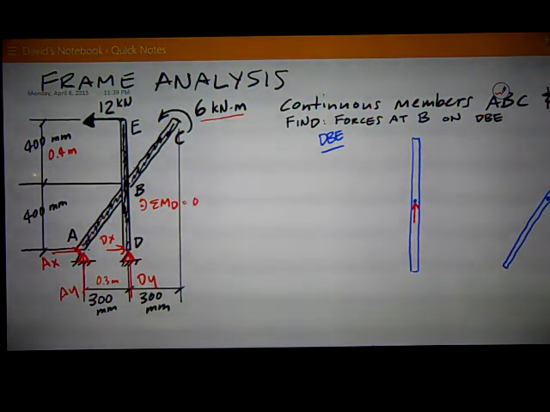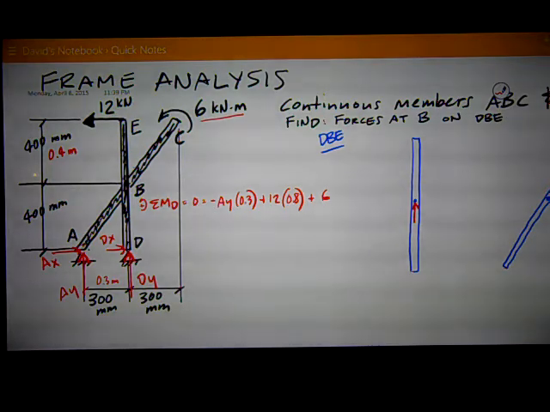Counterclockwise is positive. That's equal to 0. So I've got negative for its direction of AY. It's trying to rotate clockwise, so it's negative AY times 0.3. And then I've got the 12 kilonewtons up top, trying to rotate counterclockwise, so it's positive 12 times 0.8, which is 0.4 plus 0.4 in the vertical direction. And then I have my concentrated moment, which is counterclockwise, so it's also positive 6.